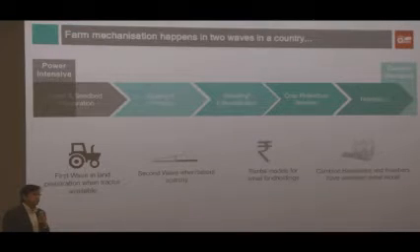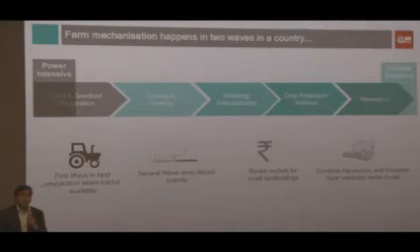India is the largest tractor market in the world. Out of 12 lakh tractors that are sold worldwide, 6 lakh tractors are sold in India every year. So it's a huge market there. Of course, we have Mahindras of the world that dominate that market.